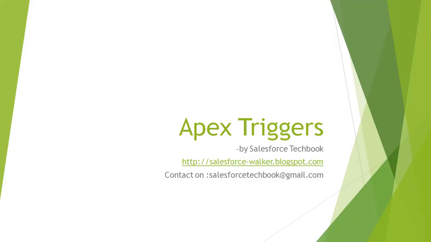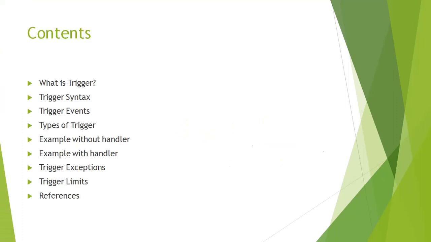Hi, today we are going to discuss Apex triggers. We are going to discuss these topics: what is a trigger and how we can write a trigger, that means trigger syntax; what events we have; what types of triggers we have; a small example; a small example with a handler, that means with best practices; how we can add errors by using a trigger; and what limitations we have in triggers.